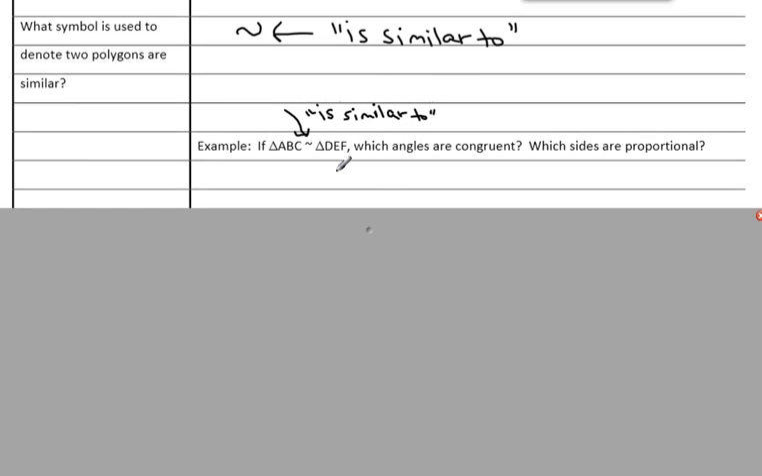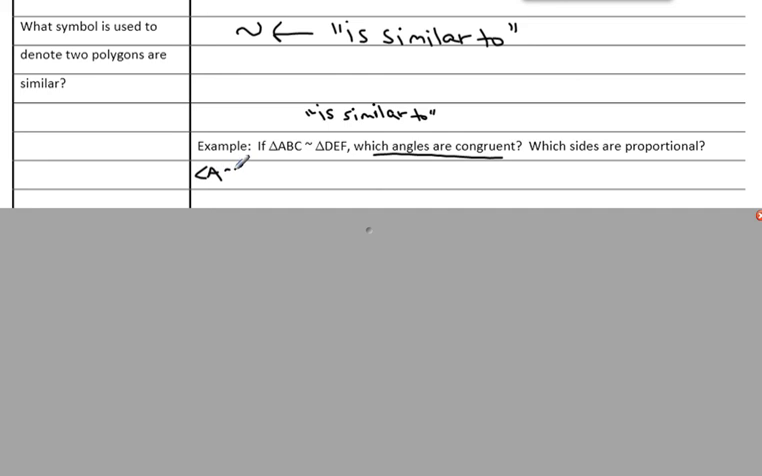Just like with congruency statements, this is called a similarity statement. We don't need a picture. We go by the order of the letters. So the angles that are congruent would be A and D because they're in the same location, B and E because they're in the same location, and C and F.